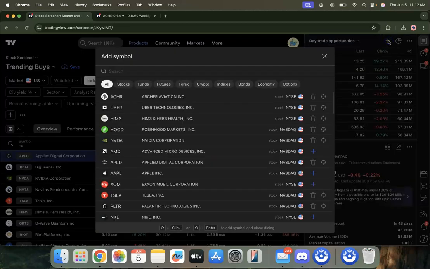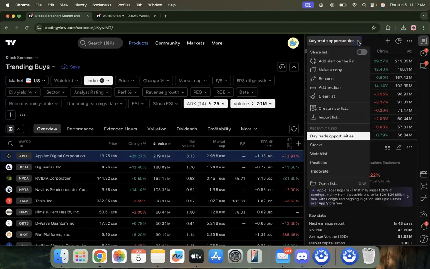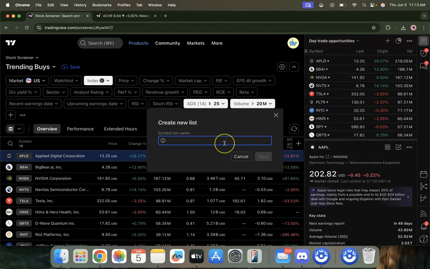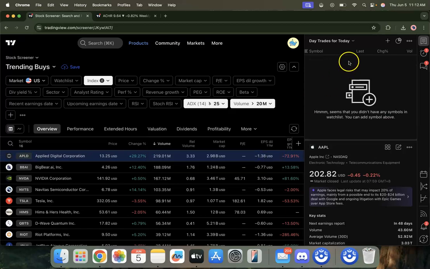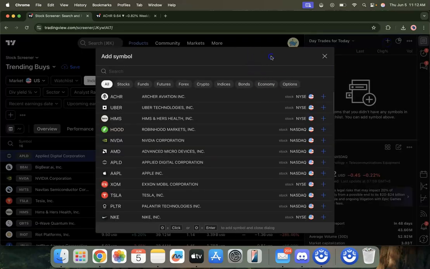You can click, or actually do this bottom arrow and create a new list. So for instance, create a new list for day trades for today. So you want to click save. Okay. And now you can just add in your symbols that you want to do.